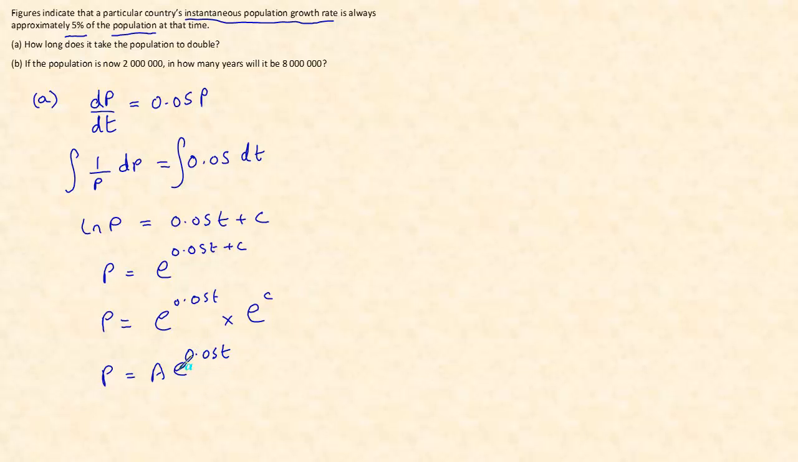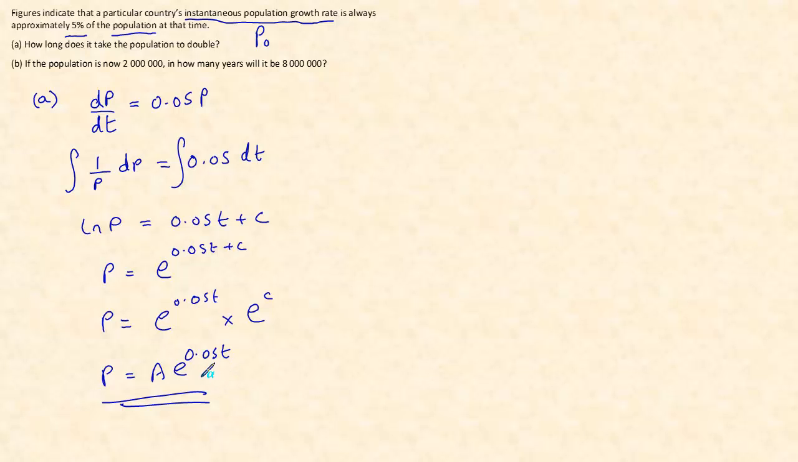If t is 0, this part here is just 1. So a must be the initial population. Sometimes people write that as p0. So how long does it take the population to double?